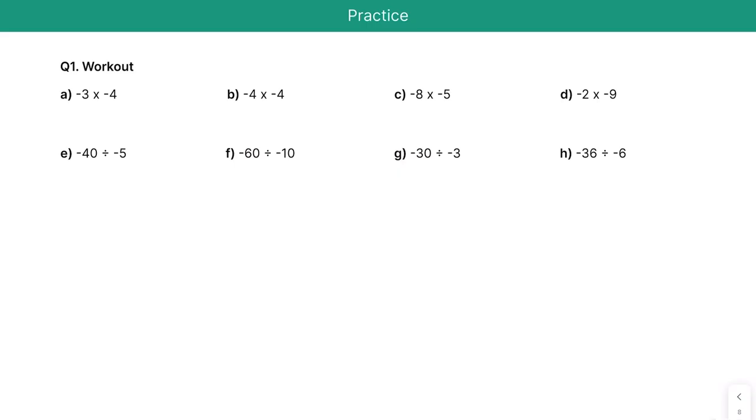So here are some practice questions you can have a go at. Press pause and have a go. Here are the answers, mark your work.